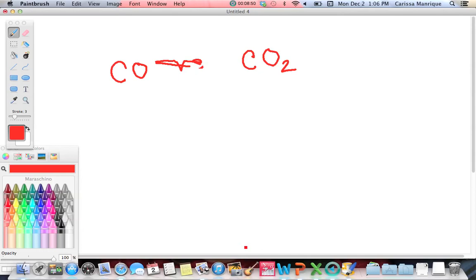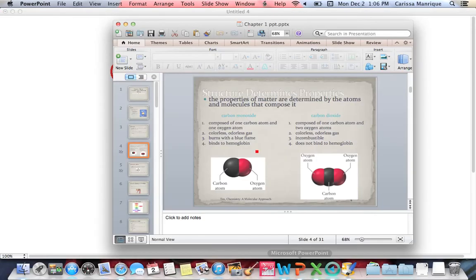Okay, now let's look at the different properties here. Carbon monoxide. Everybody knows that carbon monoxide can kill you. It's called the silent killer. Why? It's colorless and odorless. We can't smell it, we can't see it, and you can die of carbon monoxide poisoning, mainly because it binds to hemoglobin instead of oxygen. Hemoglobin brings oxygen to your brain to keep you alive, but instead this will bind to it, so now the oxygen cannot get to your brain.